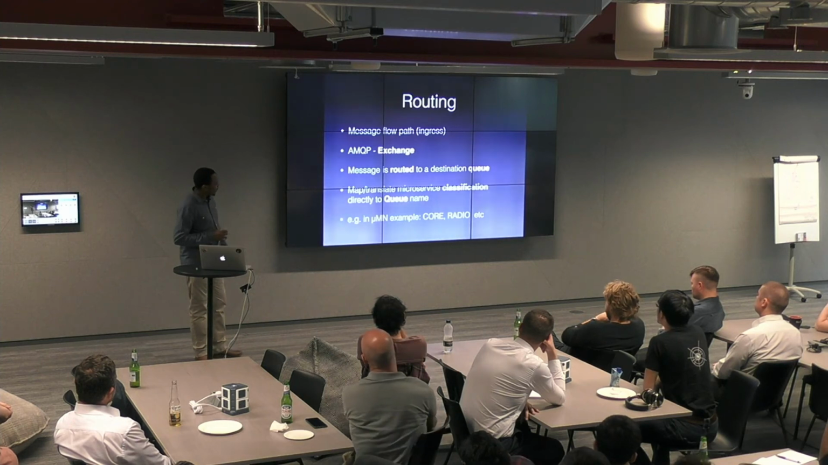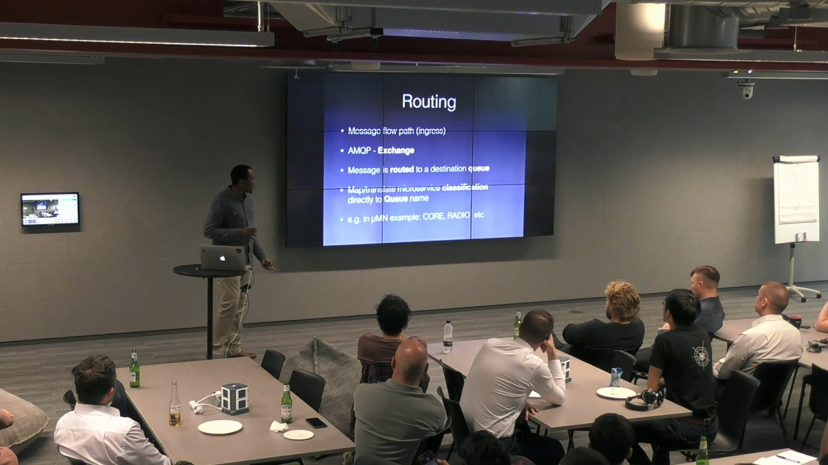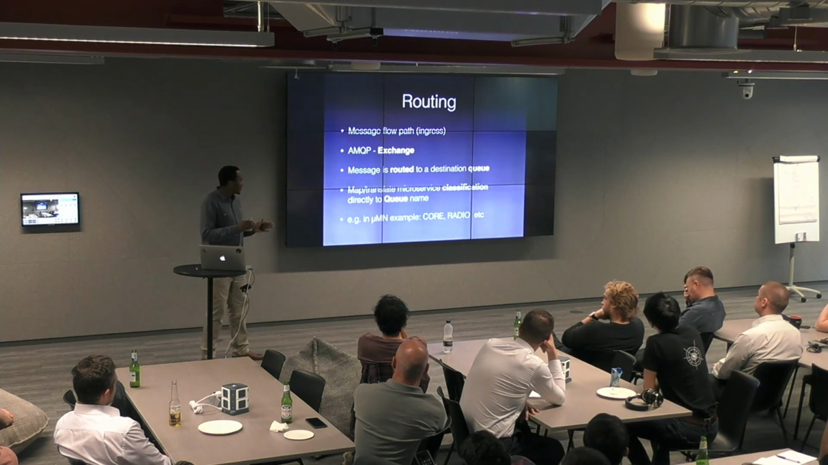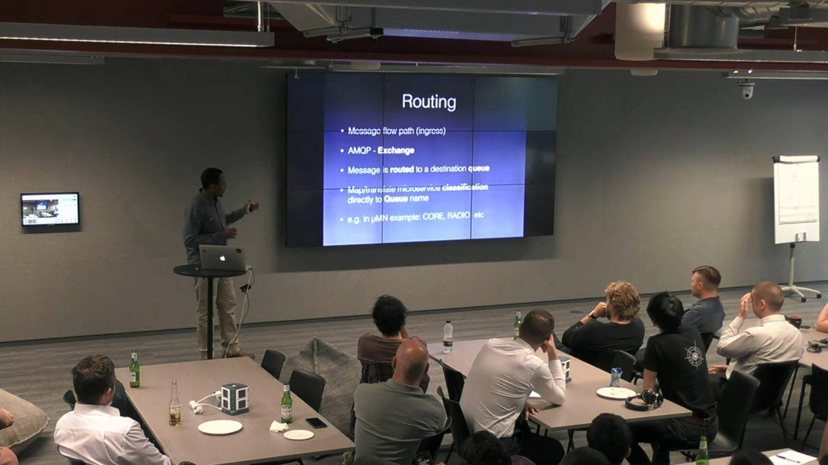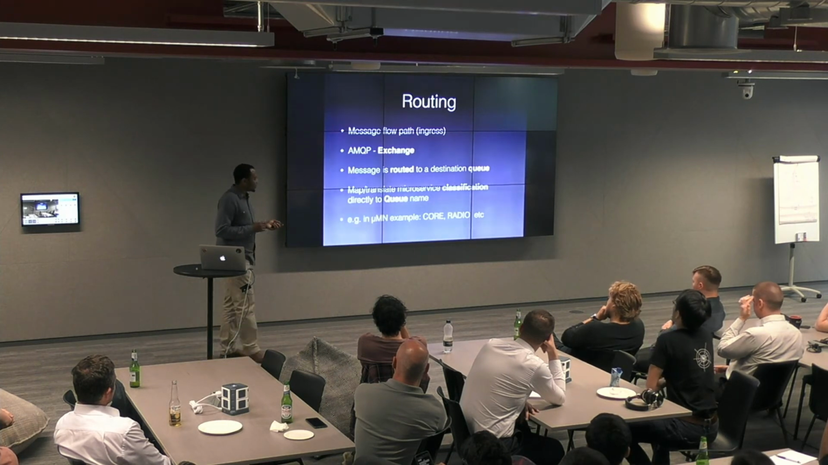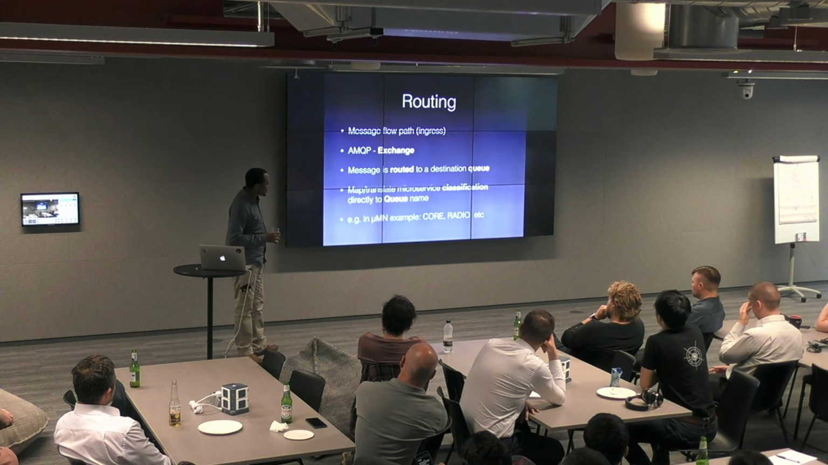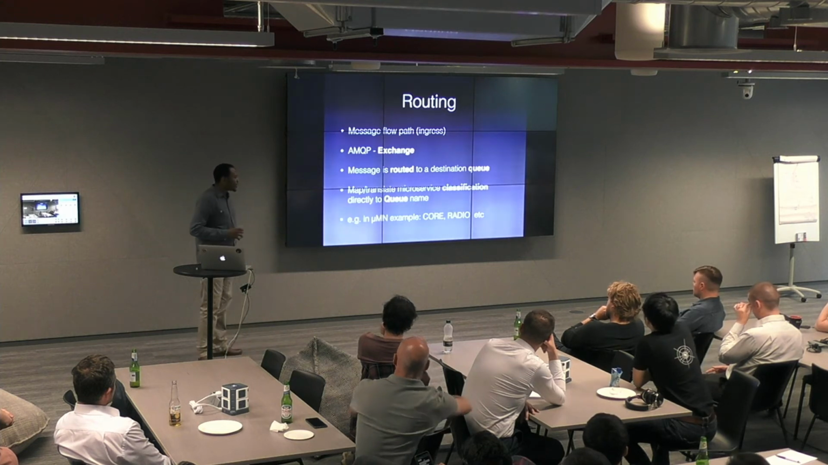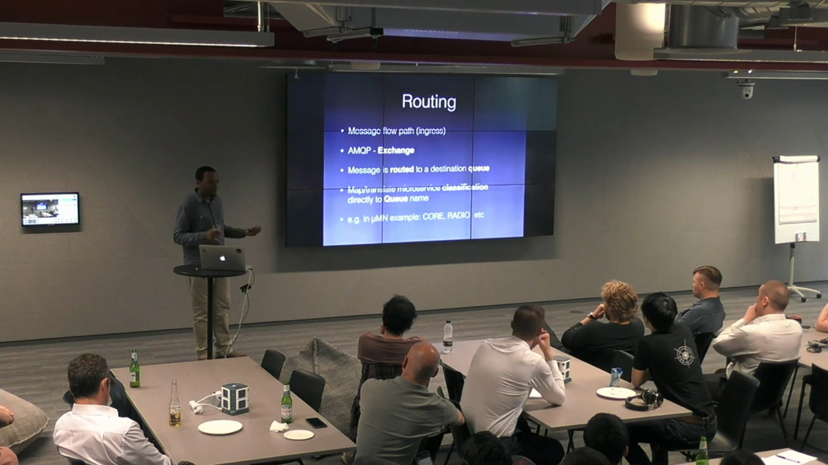And AMQP has a whole concept of exchanges, right? An exchange is basically the router within the RabbitMQ broker. A message is basically routed to a queue at the exchange, right? And similarly to our queues, we'd come up with a name for the exchange. And usually for exchanges you just pick your departmental name or something, right?